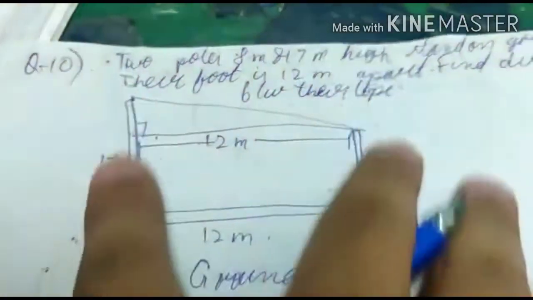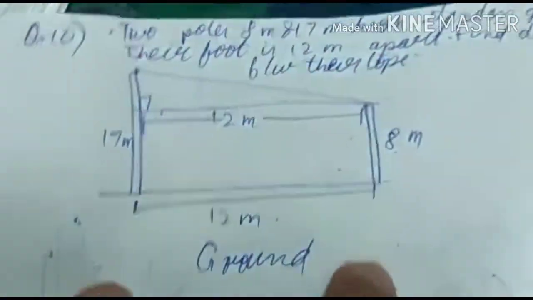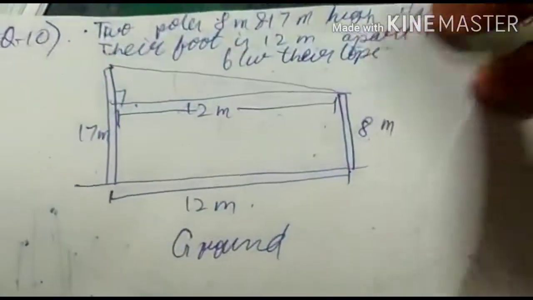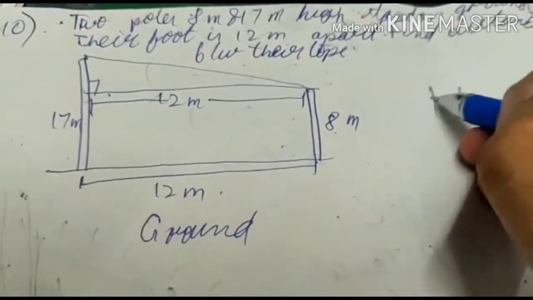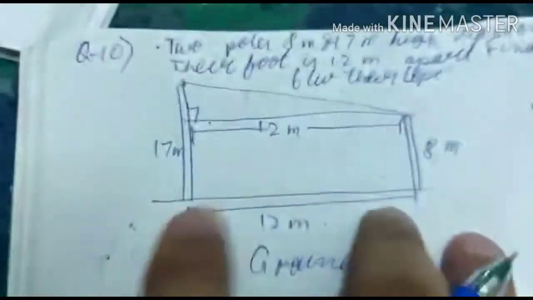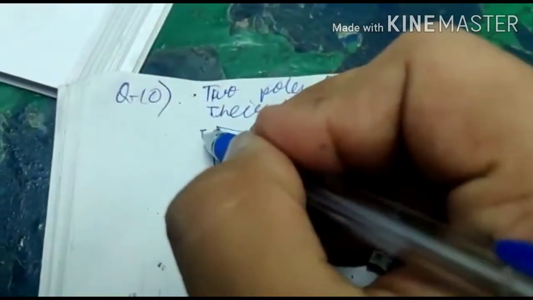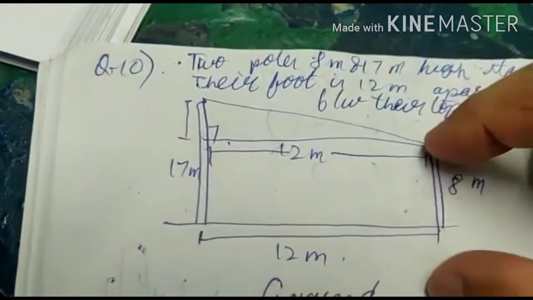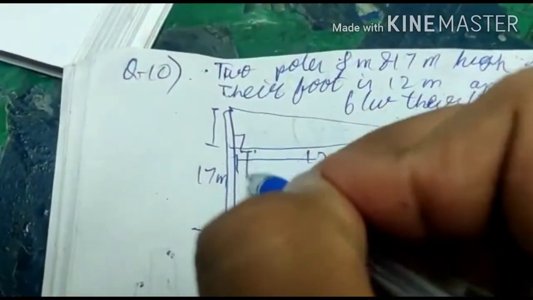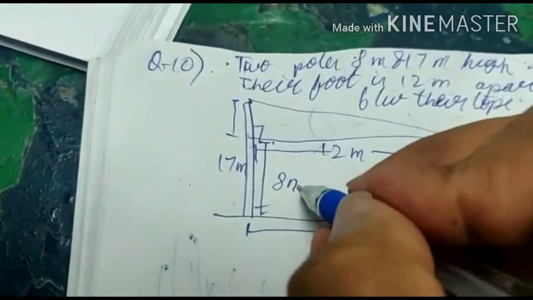As poles are parallel to each other, the distance between them, 12 meter, will remain constant all over, as the distance between parallel lines is always the same. At every point their distance is the same. So these poles are standing parallel, so their distance will remain 12. So this is 8 meter, this is 8 meter, this whole is 17 meter.